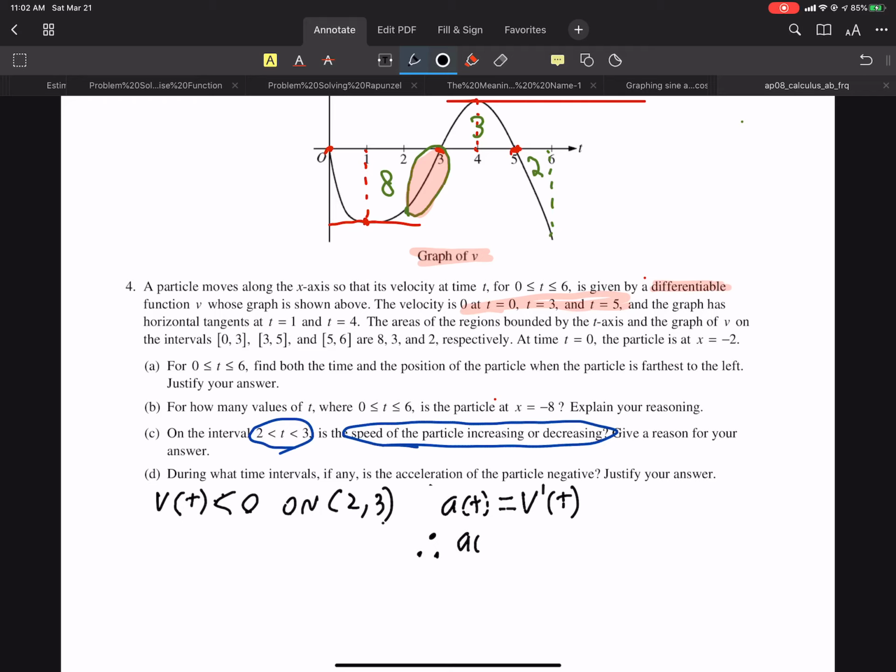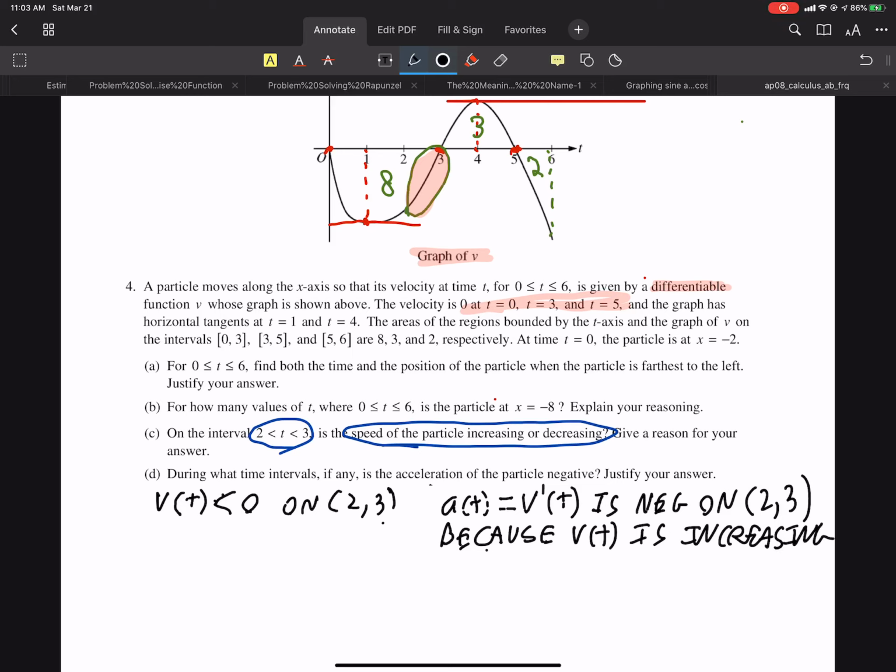So we can say, therefore, a of t, which is v prime of t, is negative on the interval from 2 to 3 because v of t is increasing on that interval.